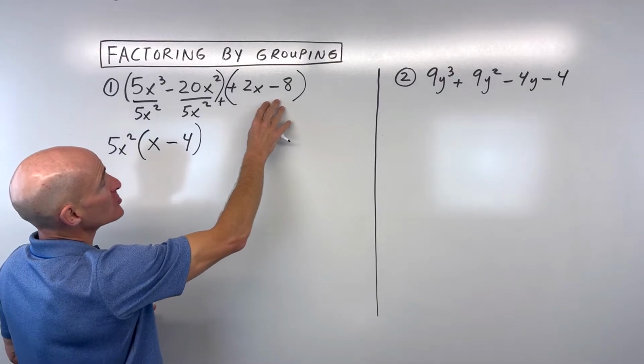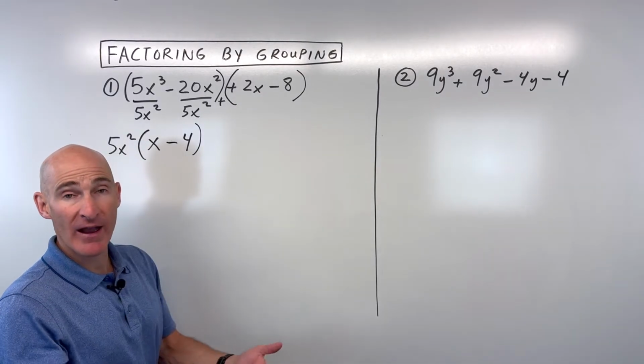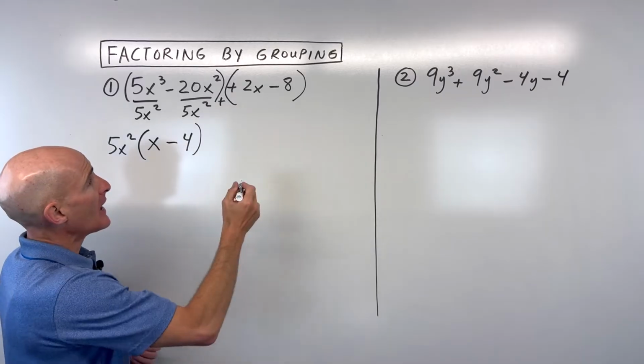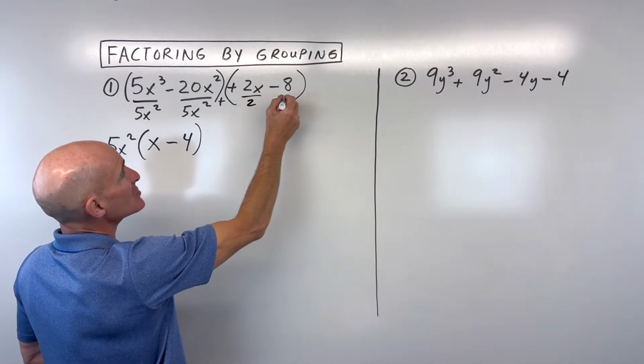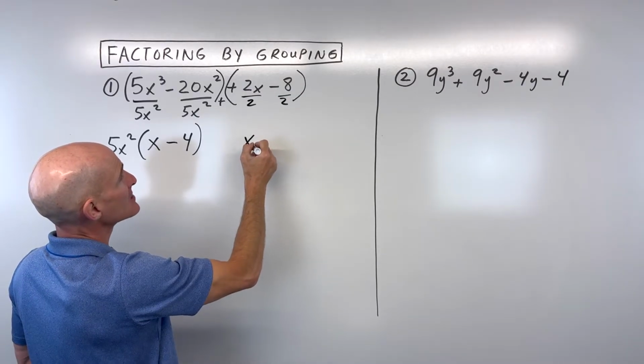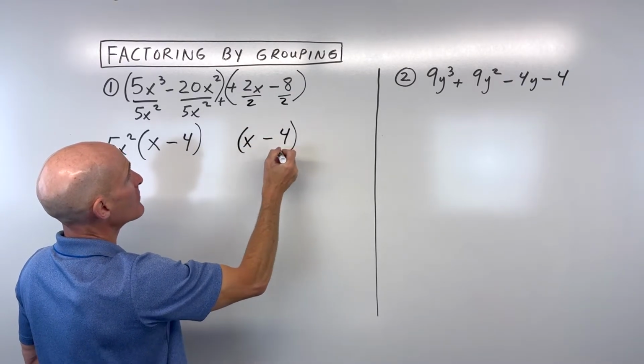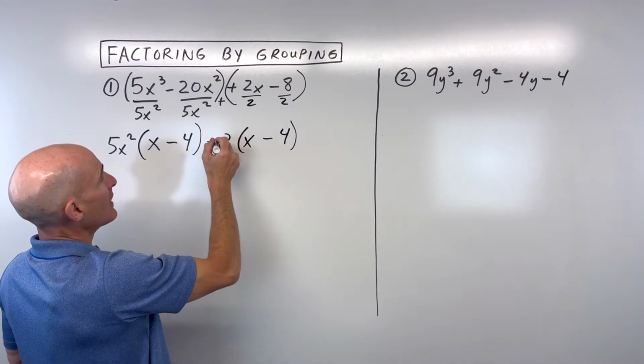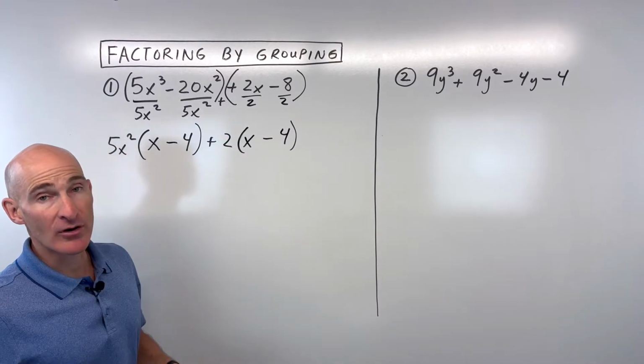Now, for the last 2 terms, you ask yourself, what's the greatest common factor, or what can I divide out? In this case, it looks like the most they have in common is a 2. So if I divide these both by 2, you can see I'm going to be left with x minus 4. And remember that 2 comes out in front, and these are added together. Now notice what we have.